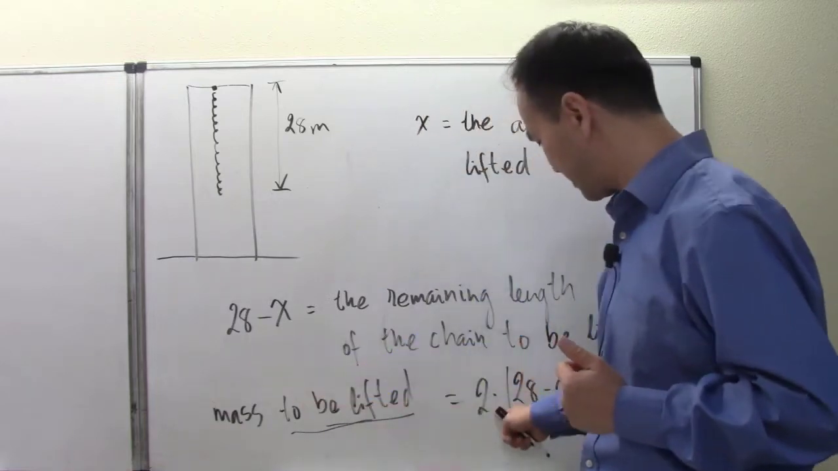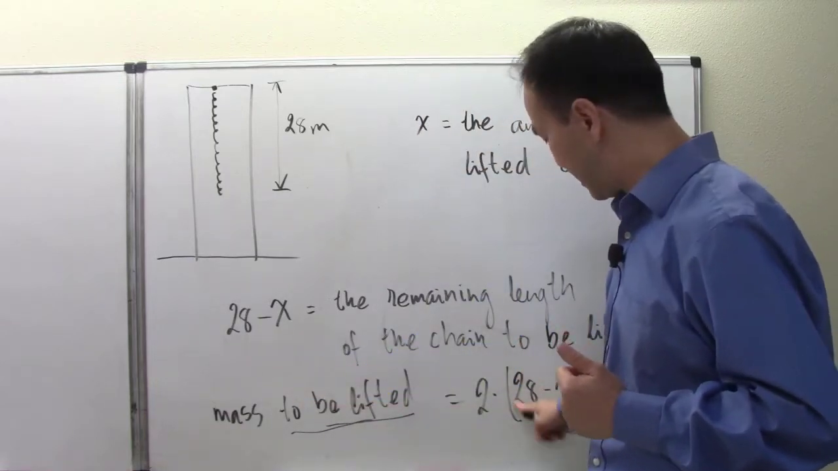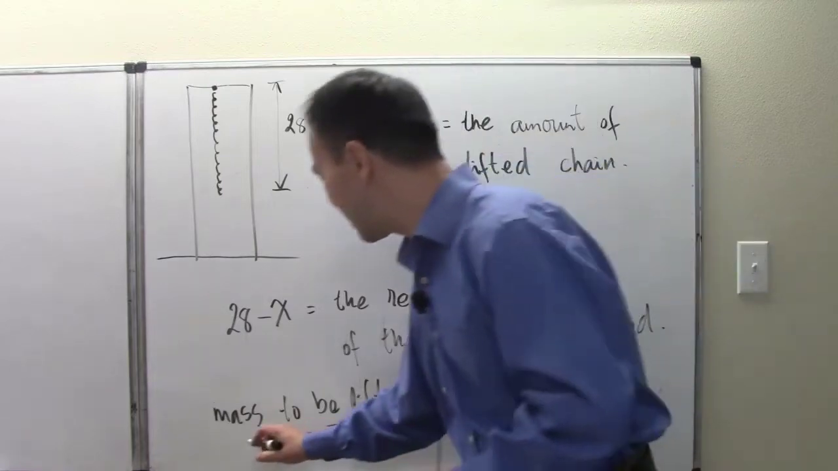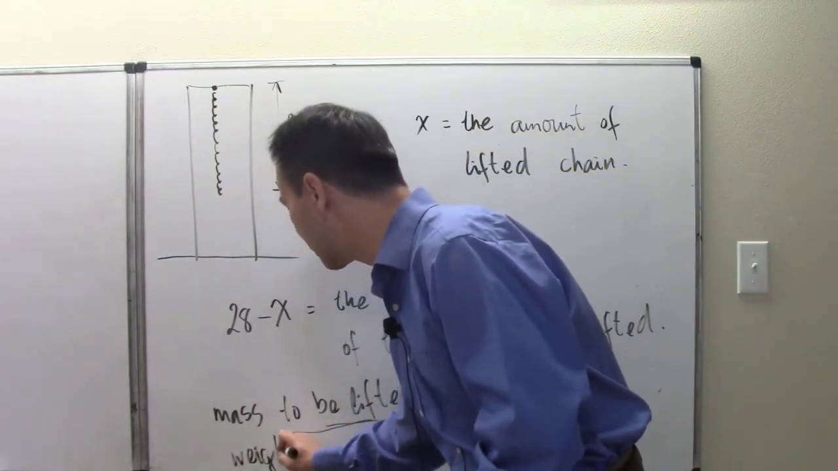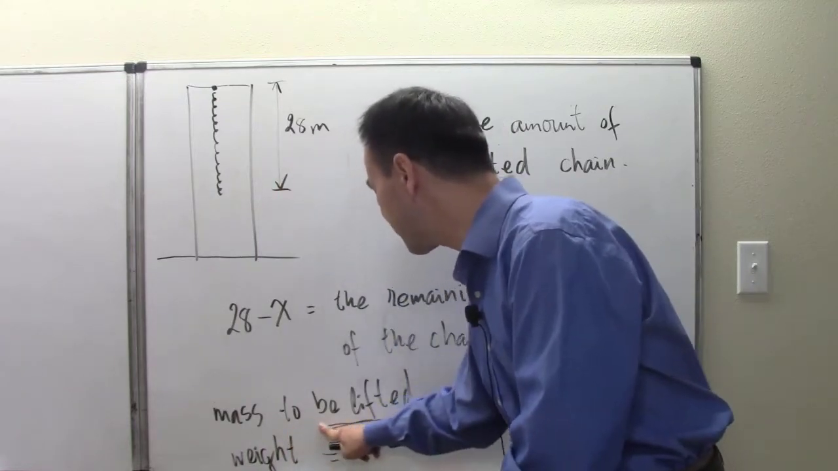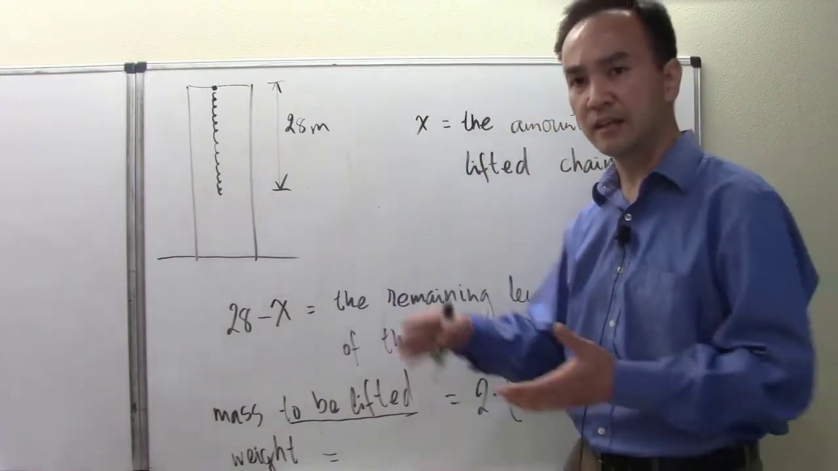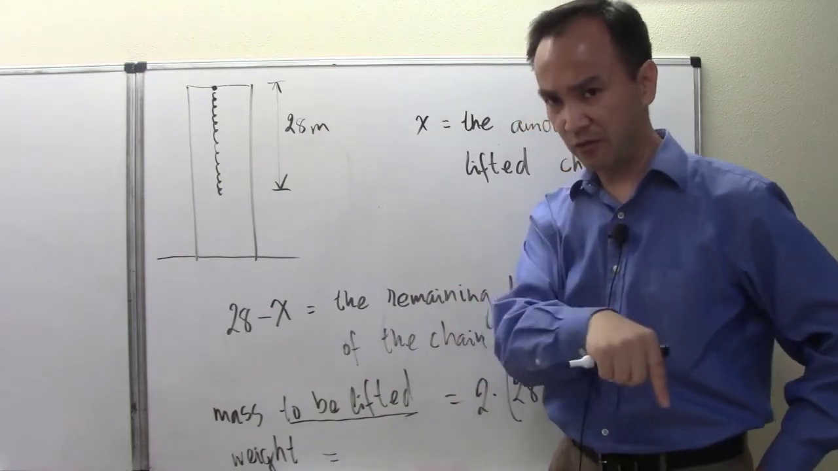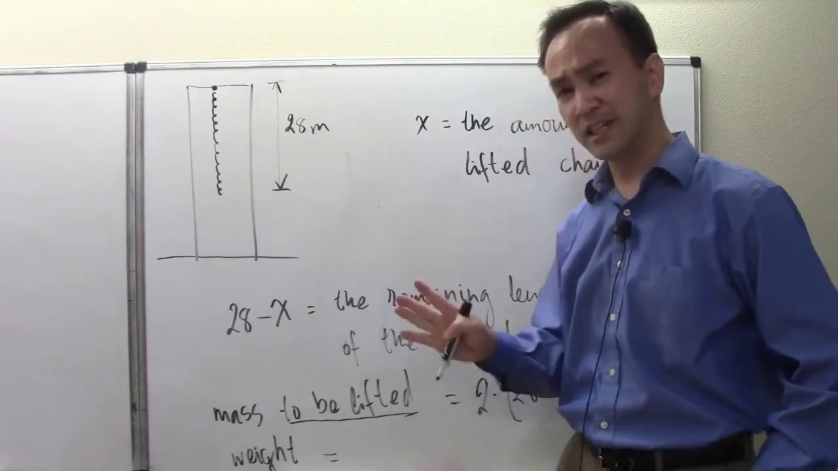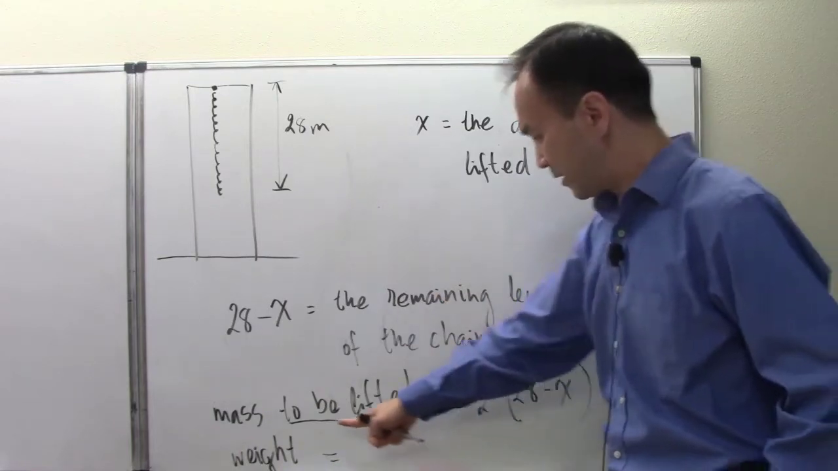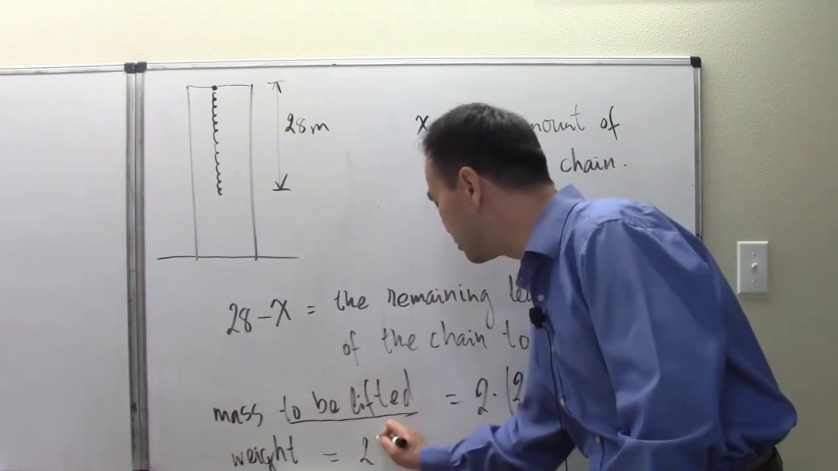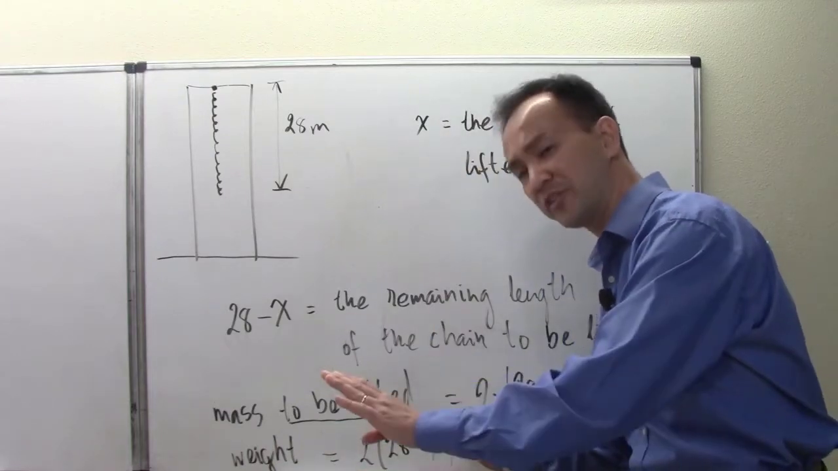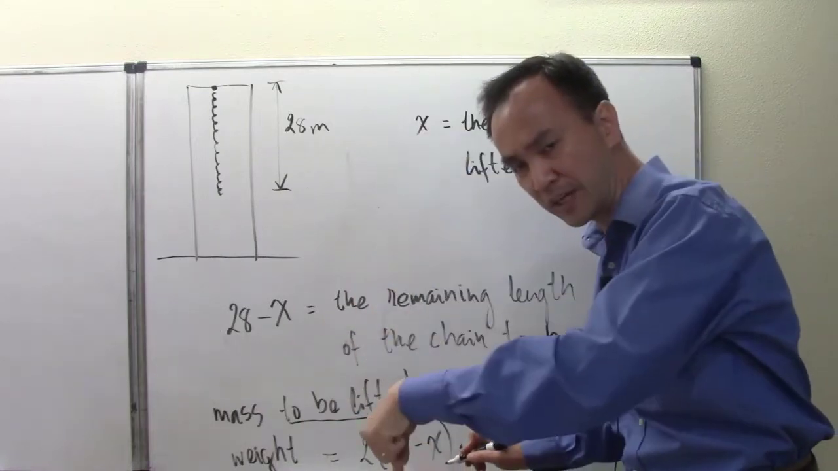So the mass to be lifted is 2 kilograms times the length here, because this is mass density, mass per unit length, and we're multiplying that with the length. But now the weight, according to Newton's law, is this: any object on this Earth, specifically now that we are staying on Earth, there's gravitational acceleration. So the weight is the mass, 2 times (28 minus x), multiplied by acceleration, because the weight is also a force that's pulling the object down.